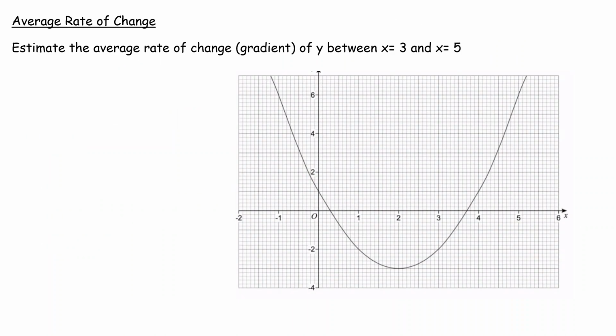Anyway, let's first begin by looking at average rate of change, which is question 2.1. It says, estimate the average rate of change, the gradient, of y between x equals 3 and x equals 5. Well, let's begin by plotting those points on our graph. So first of all, again, gradient is equal to the rise, how steep something is, over the run. Or you could say the rise is the change in y over the change in x.